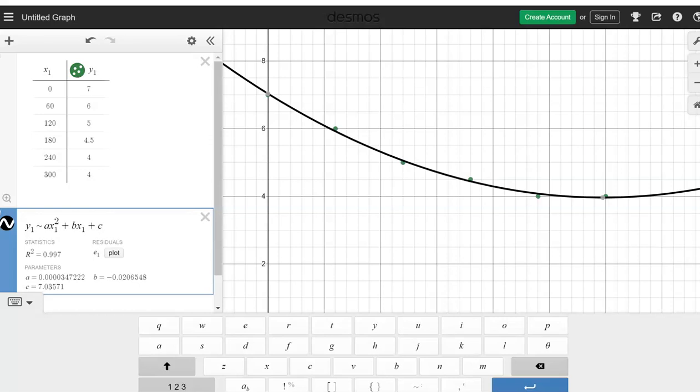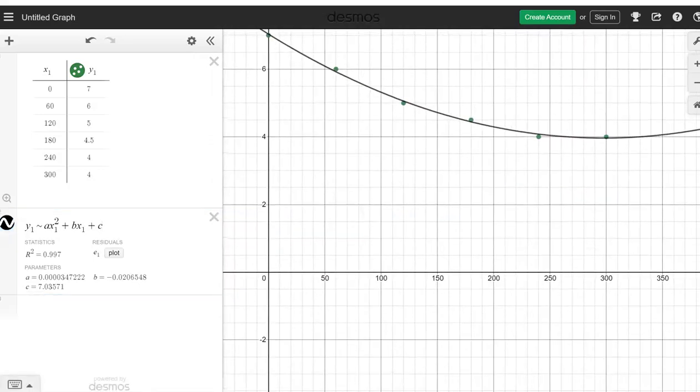So first of all, if you hit the plus sign, you can add an item. I added a table, and I just typed in, in our case, x represents the height above the ground from 0 to 300 feet, and y represents the radius of that cylindrical slice of tree trunk from 7 down to 4.